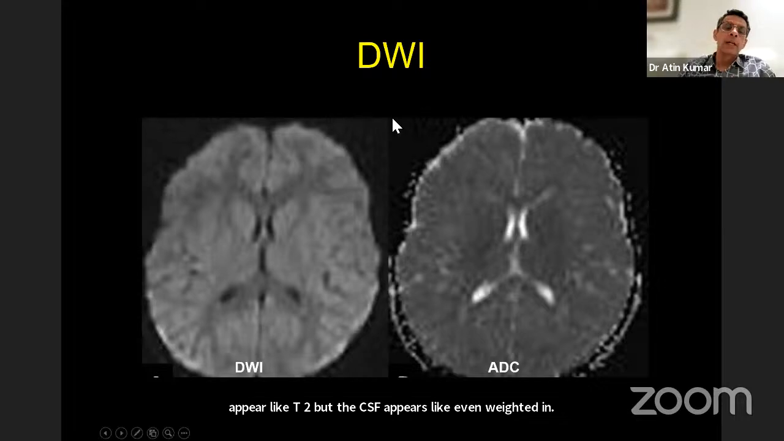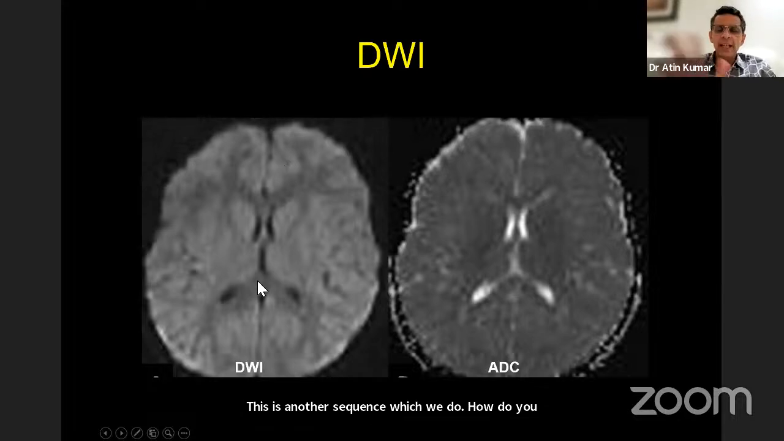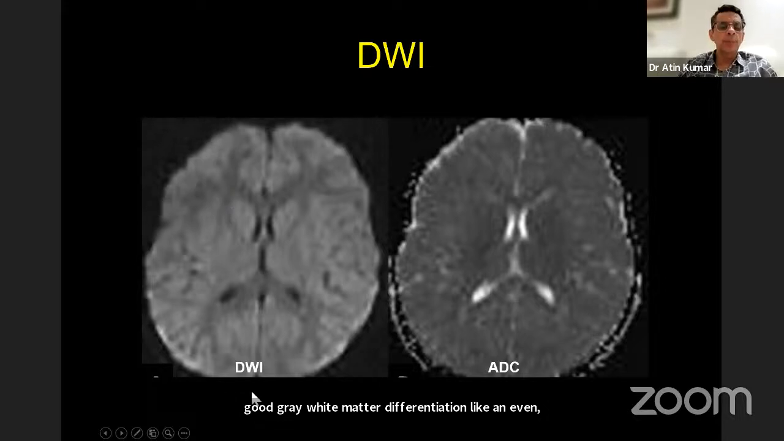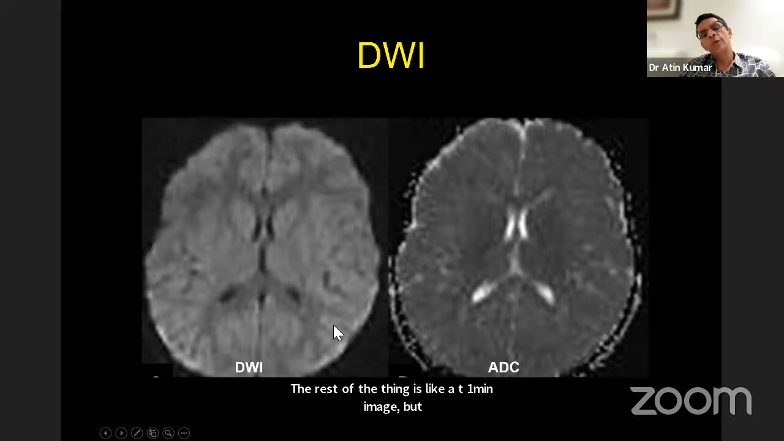Okay. This is a diffusion sequence. This is another sequence which we do. How do you recognize a diffusion sequence? This looks like a shaggy and a dirty type of a sequence in which the CSF appears dark, but you do not see any bony outline. You do not see a good gray-white matter differentiation like a T1 weighted image. The rest of the thing is like a T1 weighted image, but looks like a very poor quality T1 weighted image without a bone. This is the classical diffusion weighted image.